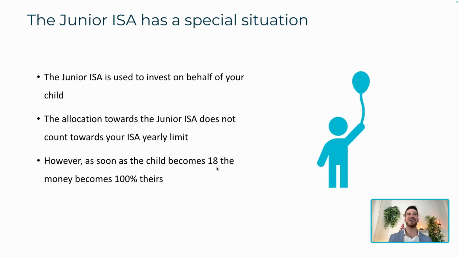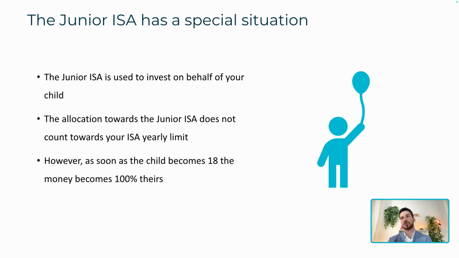So, a couple more specifications. Have you ever heard of the junior ISA? I didn't include it before because this one is not technically your ISA, but it's something that you can set up for your child. And the great thing is that the allocation towards the junior ISA does not count towards the 20,000 limit. It's something separate. It has its own threshold, and you can see it in the notes of the video. However, as soon as the child becomes 18, the money becomes 100% theirs. So if you were thinking to add more money into the ISA to pay less taxes, you are investing for your child, and hopefully you want that. But basically, that's how the junior ISA works.